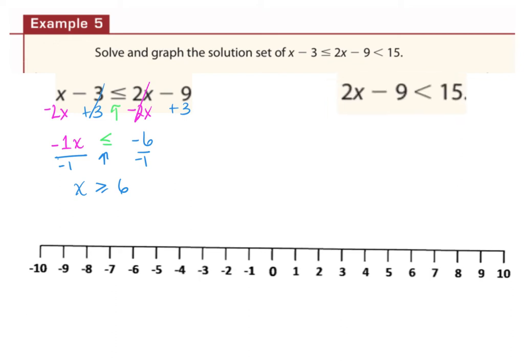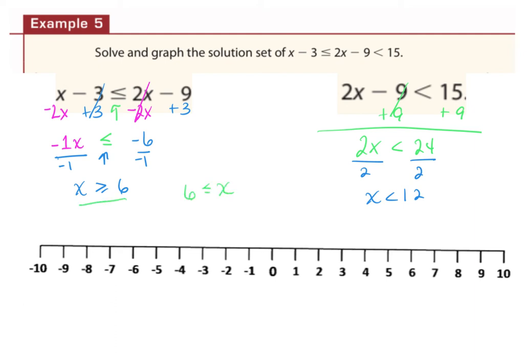All right? We're going to solve it exactly how we would. Plus 9. 2x is less than 24, and then divide by 2. X is less than 12, all right? So for this one, x is going to be larger than 6 and less than 12, which means I could rewrite it. This means 6 is less than or equal to x, which is less than 12.